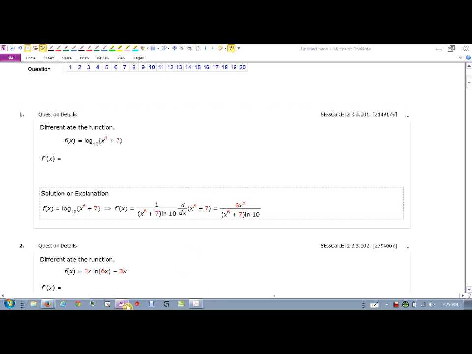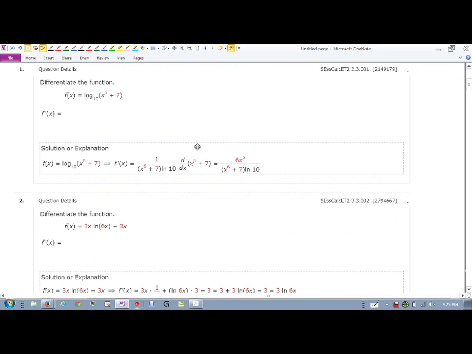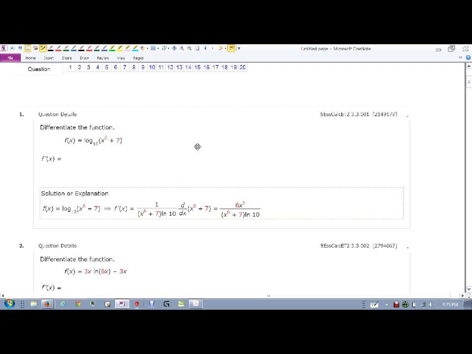All right, going to get started here on homework for section 3.3. Make sure I'm in the right place. So we're going to do some differentiation of logs.